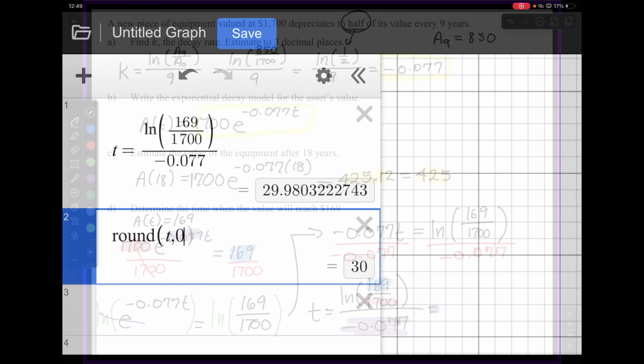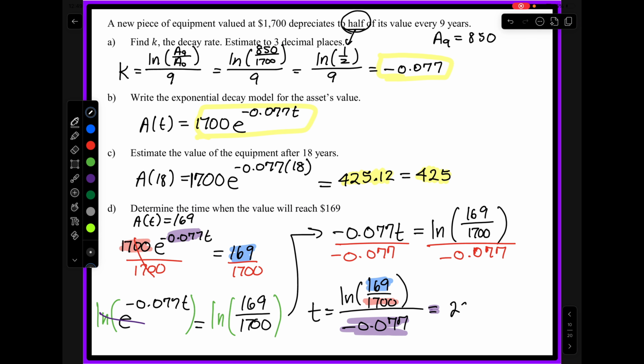So our number is 29.98, which again estimated to 30. So both of these are acceptable as your decimal values. You have to again use decimal values for these questions here.